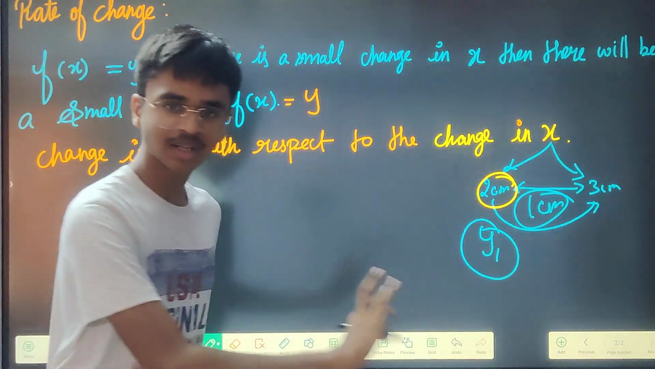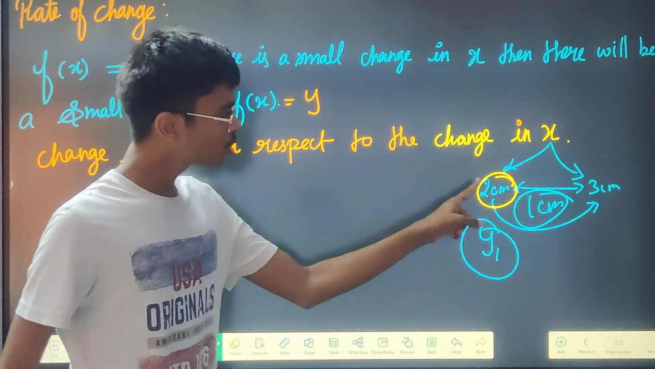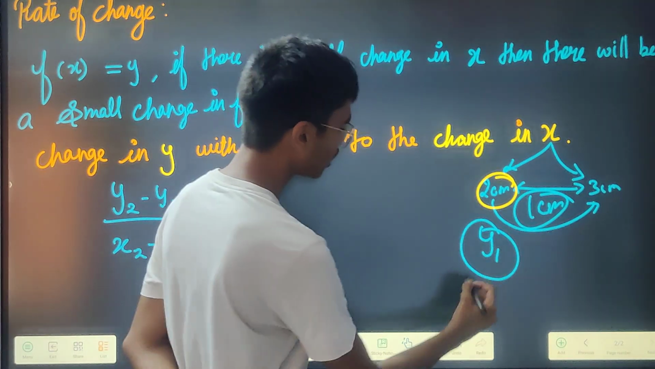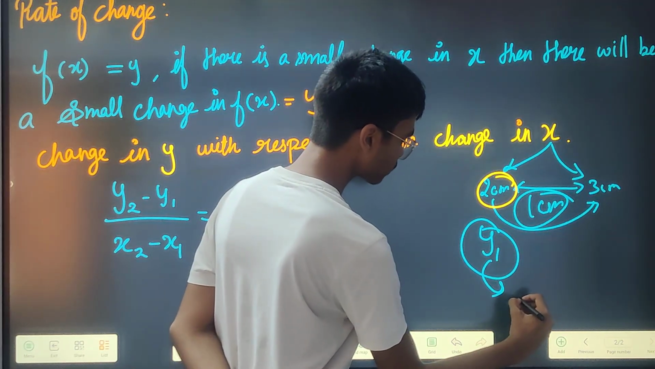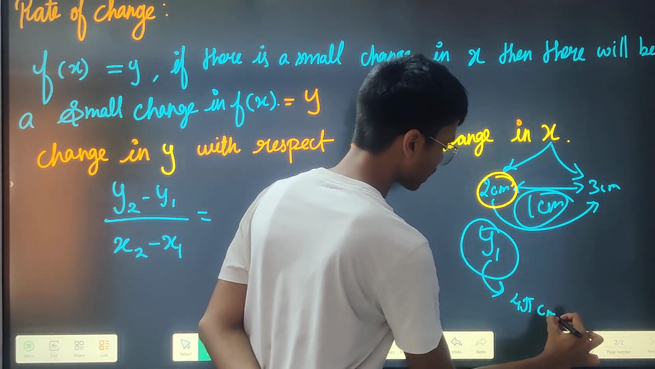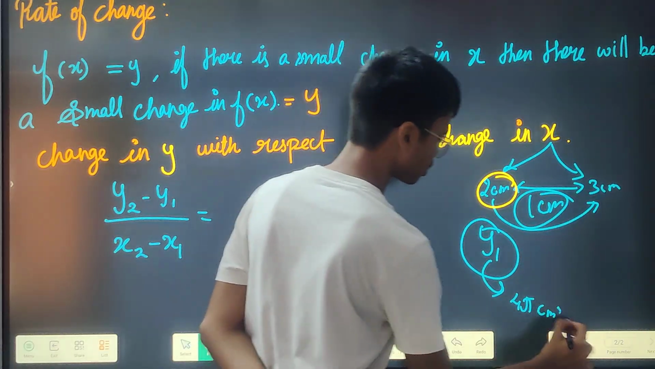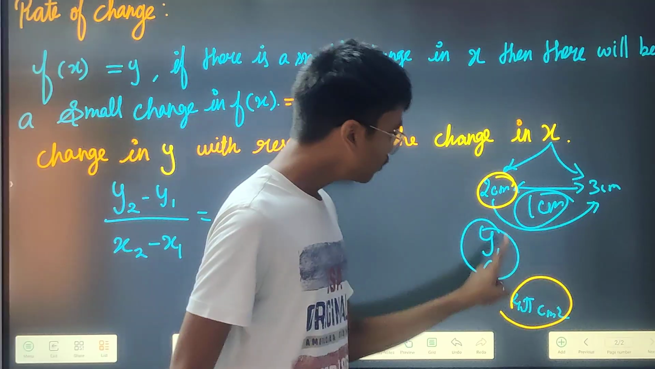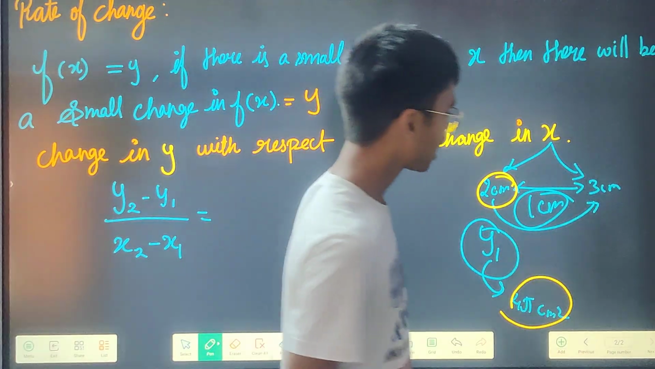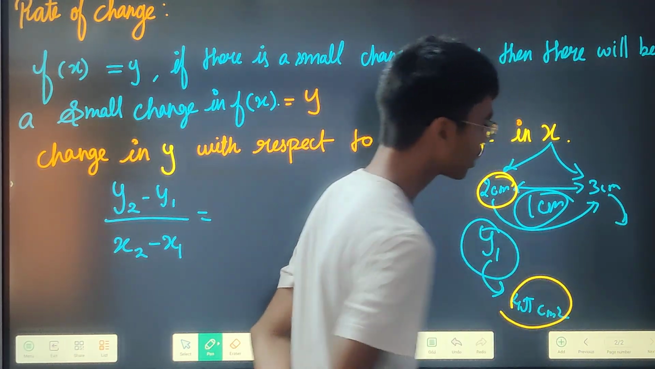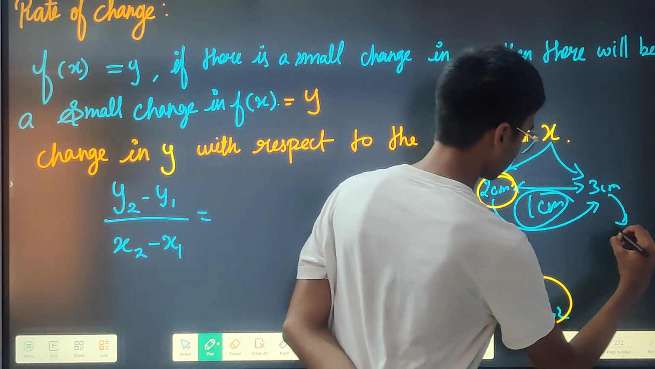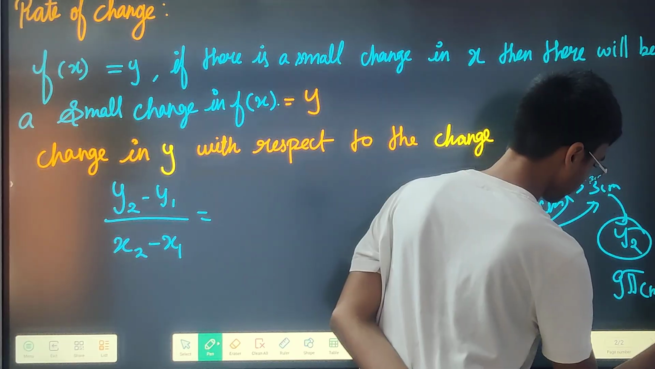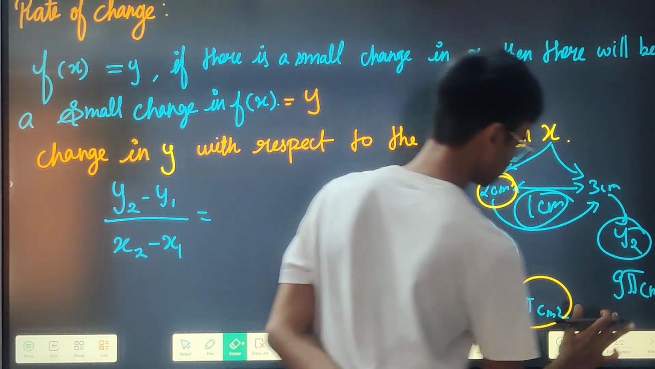Imagine the same circle and the circle is growing per second, and y is the area. So what would have been the area? 4 pi centimeter square is what the value of area will be when x was 2 centimeters. Now this will be y2, and now it will be 9 pi centimeter square.